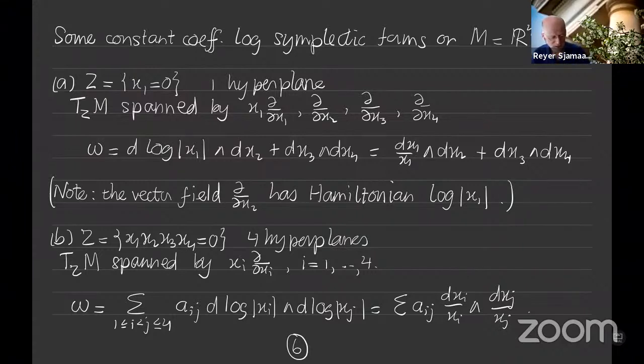And a typical log symplectic form for this hypersurface would look like this: d log |x1| wedge dx2 plus dx3 wedge dx4. This is only a symbolic way of writing. Of course, what it's equal to is dx1 over x1.